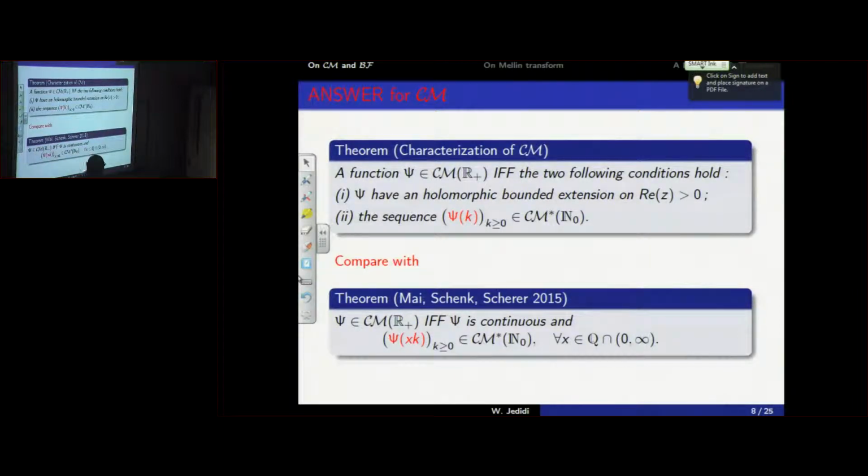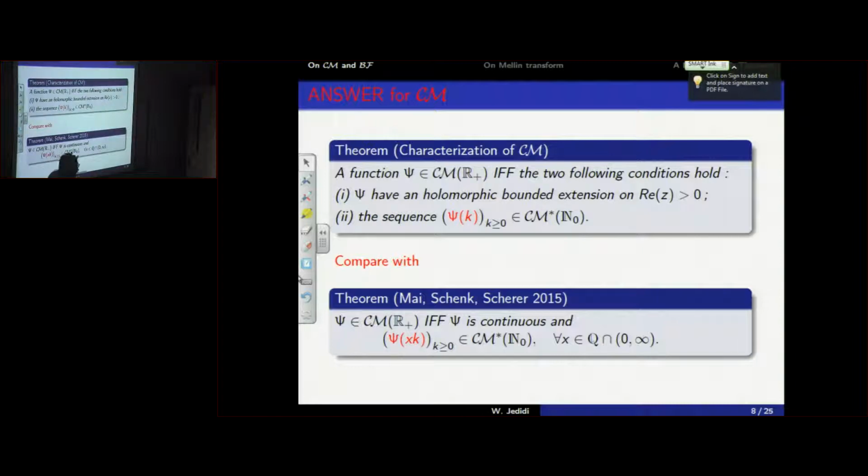The function psi is completely monotone if and only if the sequence C of k is completely monotone and minimal. And psi admits a holomorphic extension on the right half complex plane. Open right half complex plane.